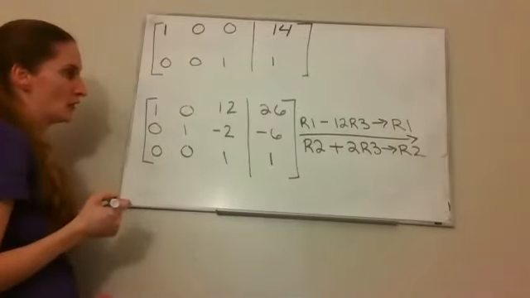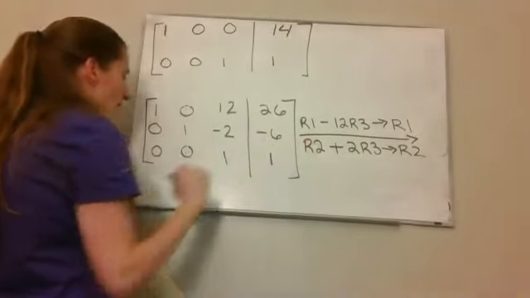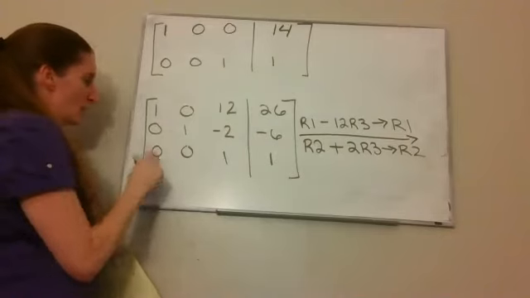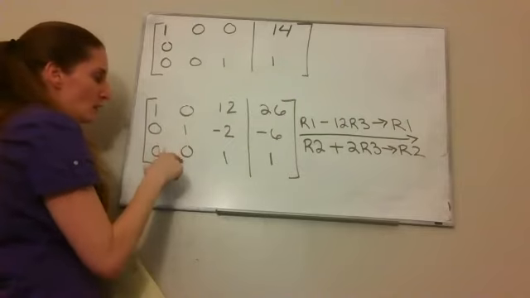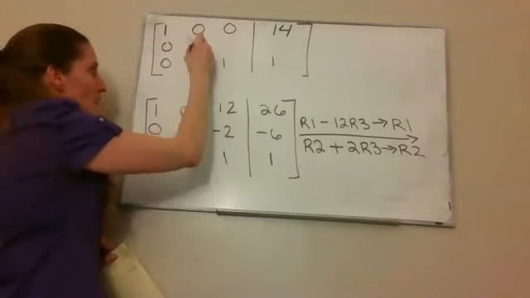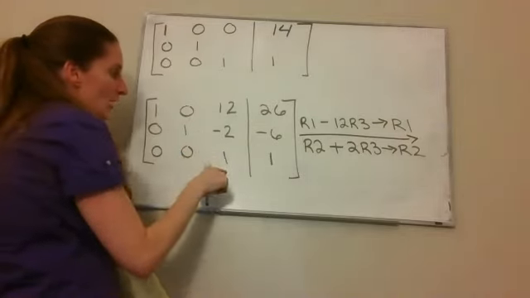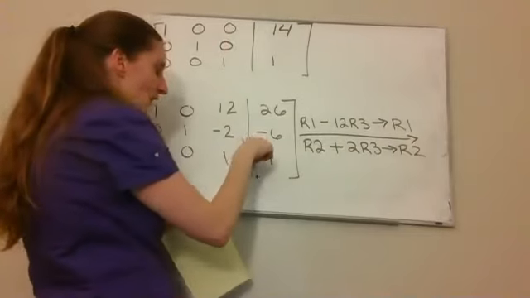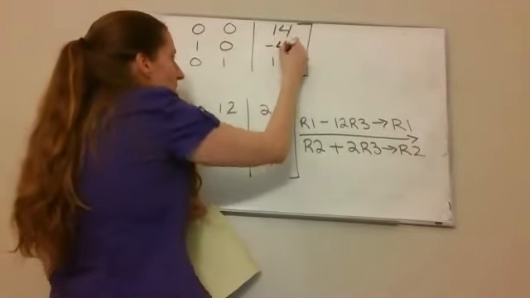Now for row 2. I'm going to add 2 times row 3 to my row 2. So 0 plus 2 times 0 is 0. 1 plus 2 times 0 is 1. Negative 2 plus 2 times 1 is 0. And negative 6 plus 2 times 1 is negative 4.